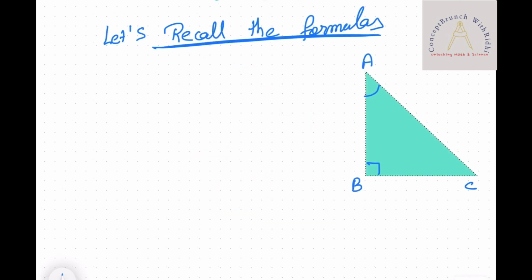Let's recall all the formulas. So this is a triangle ABC, right angled at B, and let's consider angle A. Opposite will be this one, that is BC. This will be adjacent, and AC is going to be hypotenuse, right? So from here we can write sine A equals opposite divided by hypotenuse, right?